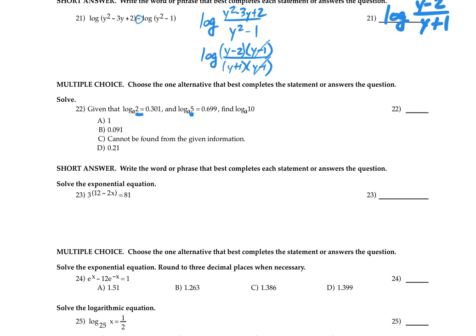Okay, we did a couple of these together, but 2 and 5 are the two separate expressions that I have, and somehow 2 and 5 together have to make 10. What would I do with 2 and 5 to get 10? Multiply it, okay? So I'm going to rewrite this.